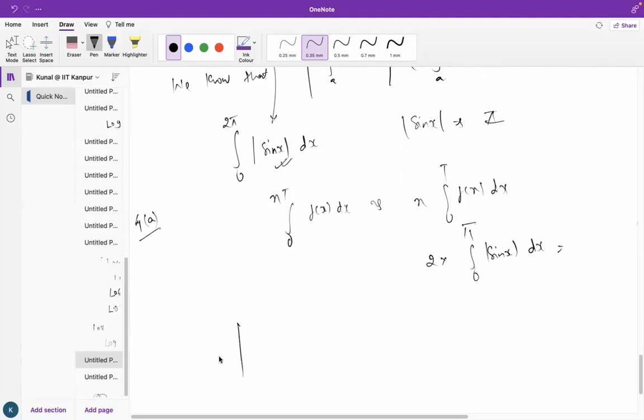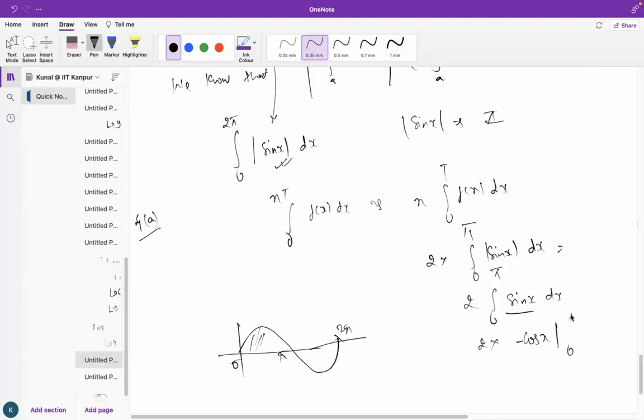And we all know that the graph of sine x looks like that. In 0 to pi, its value is positive, so we can open the mod with the positive sign. So 2 times the integral from 0 to pi of sine x dx. And we know that the integration of sine x is minus cos x. So it will be 2 times minus cos x from 0 to pi. What is the value of cos pi? It will be minus 1, so minus 1 into minus 1 will be 1. And the value of cos 0 is 1, so it will be 2 times 2, which is 4.